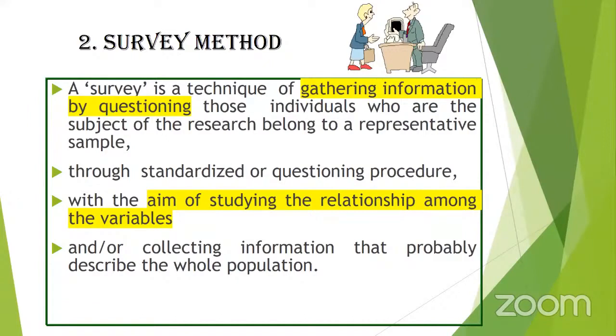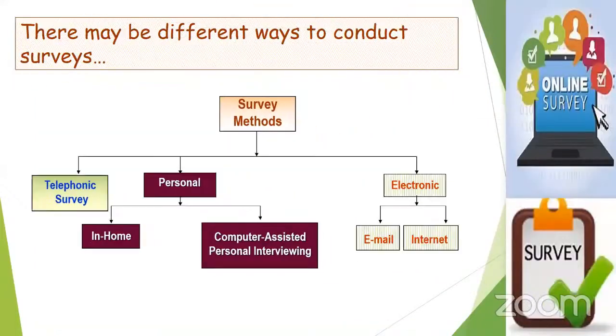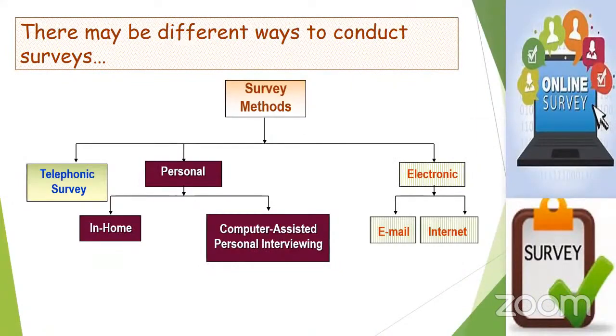So it depends upon the variables, or depends upon the objectives of the survey, that by what objective you are collecting the information. So by questioning people using a questionnaire, you do survey. Survey is also a method of data collection for primary data. So there are different methods of conducting survey.